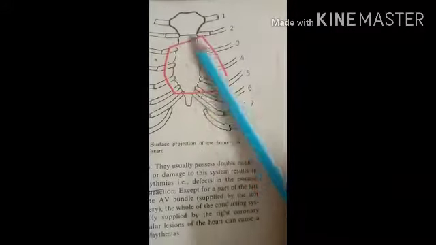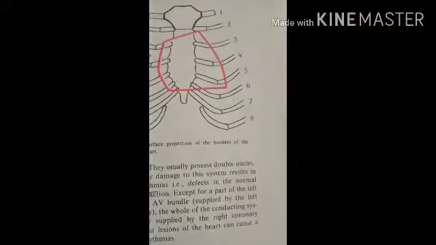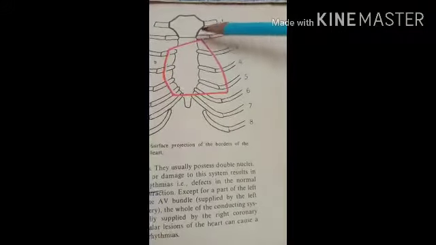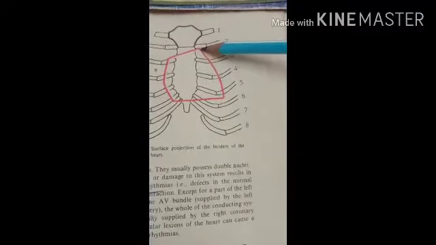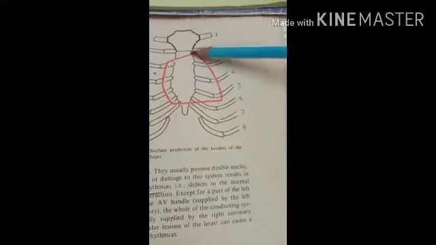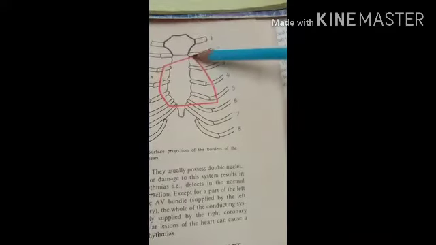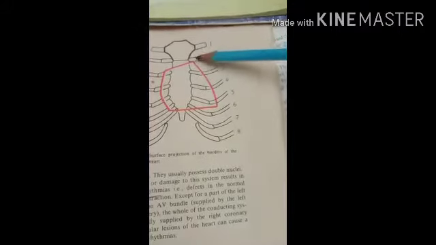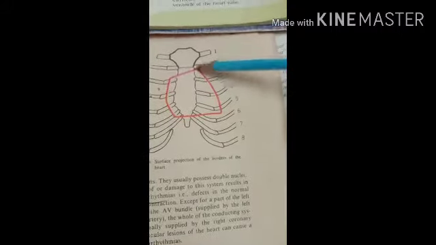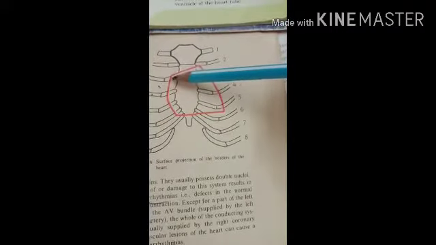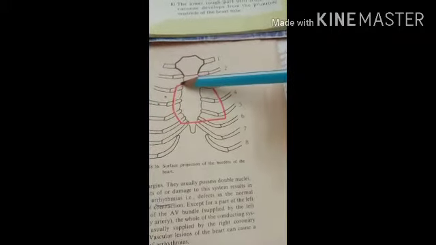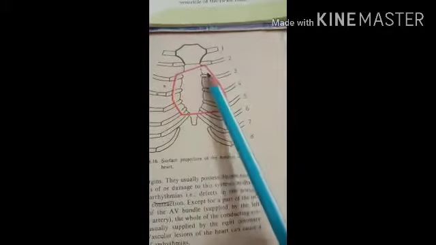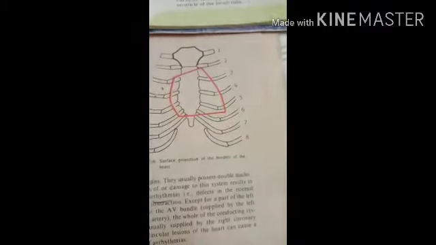After that we have to see the surface marking of the heart. For the surface marking, firstly you should draw the upper border and the lower border of the heart. For the upper border you should take 2 points. The first point should be taken at the second costal cartilage, half inch away from the sternal margin. Here you can see the second costal cartilage and half inch away from the sternal margin. The second point should be taken on the third costal cartilage, half inch away from the right sternal costal margin. Then join these 2 points by a straight line.